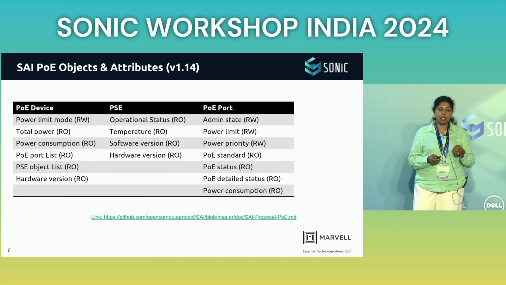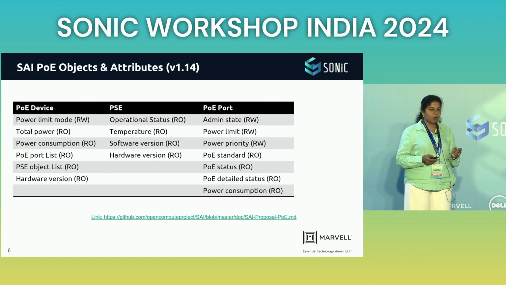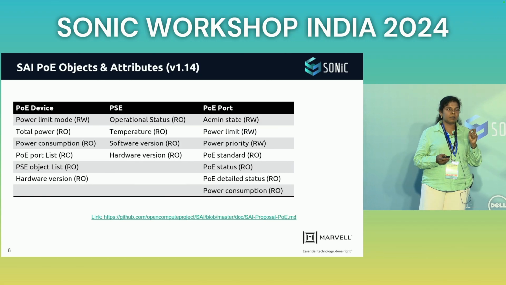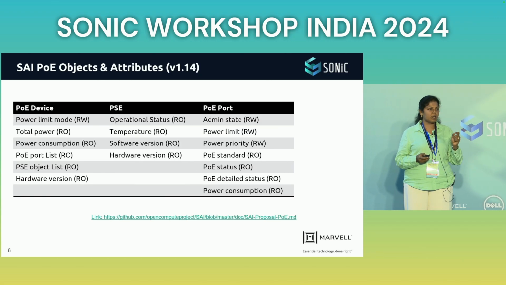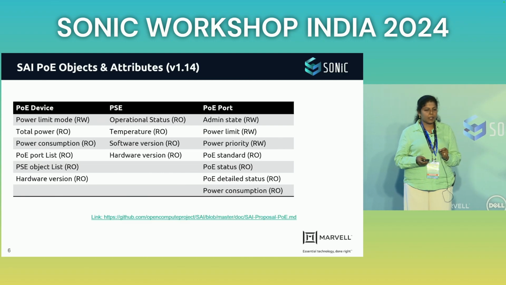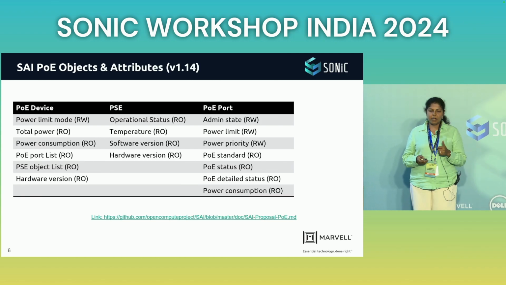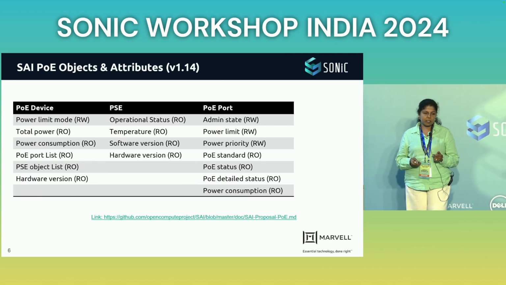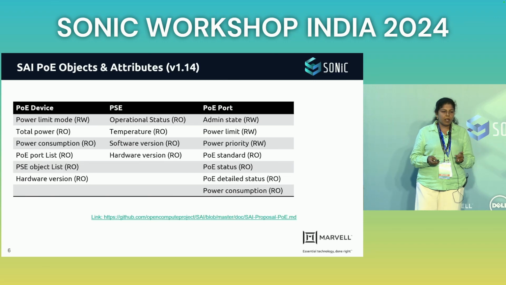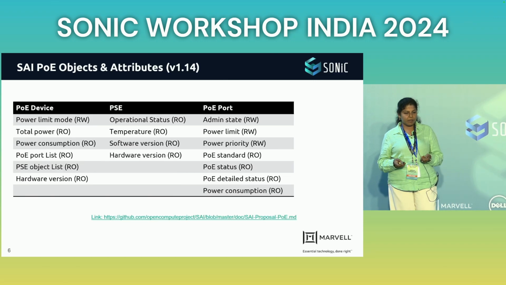The second mode allows to limit the power on a per port basis, meaning you can configure a particular port to deliver a specific power value in watts, like say 5 watts or 10 watts. And then we have a bunch of read only attributes like total power available in the system, the current power consumption of all the PoE devices in the system, and the PoE port list, the PSE object list or the hardware in the system, and the hardware version.